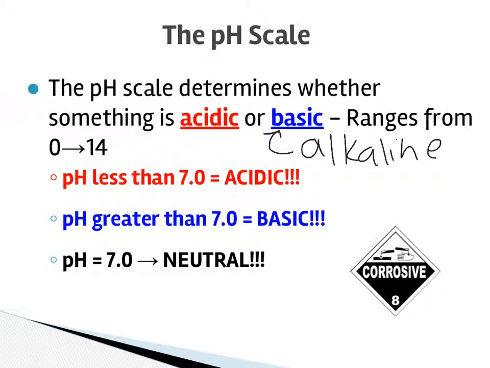So we go all the way from 0 to 14. Only exactly 7.0 is considered neutral. Everything less than 7 is acidic, and everything more than 7 is basic. And you can exist in that range to determine how acidic or how basic something is.